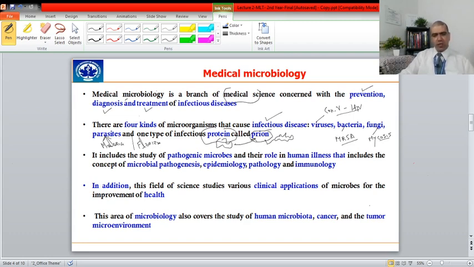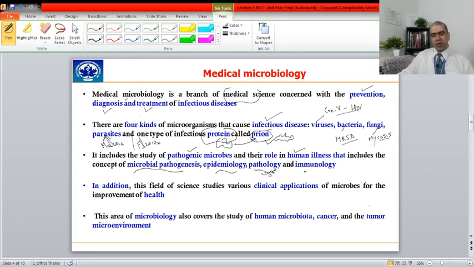It also includes the study of pathogenic microorganisms and their role in human illness. So in short, we will get a concept of microbial pathogenesis, how microbes can interact with our cells and make them ill. It also involves the study of epidemiology, meaning where the disease is more rampant right now. It talks about pathology, how the microorganisms can damage our tissues.